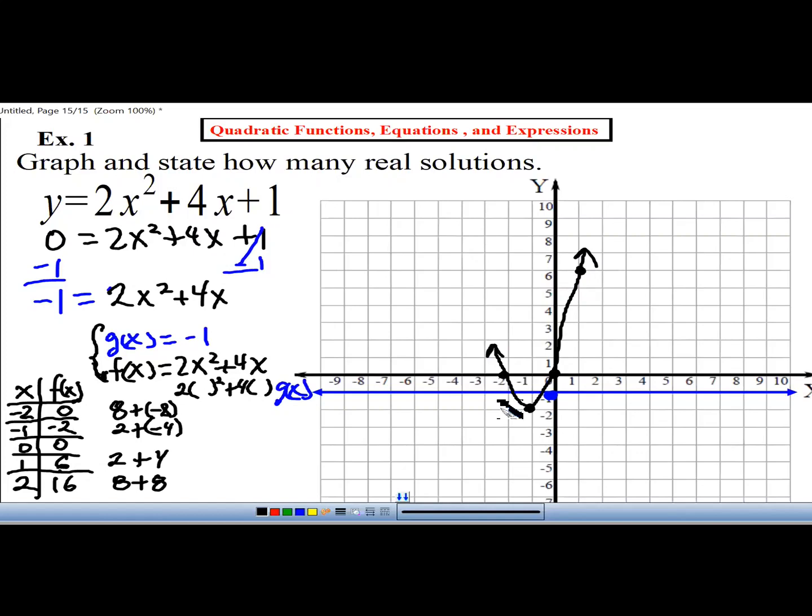All right. So by looking at this, look up, guys. I see this black parabola. I see the g of x, which is a straight line, and I can tell you for sure that for this equation, y equals 2x squared plus 4x plus 1, it has 2 real solutions. 2 real solutions. You're like, you can tell that by this black graph of the parabola and the blue graph of g of x? Yes, Mr. Q. Oh, I think I get it.